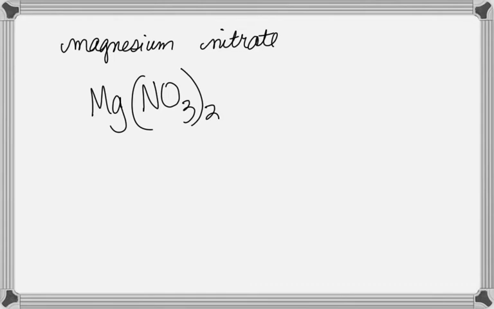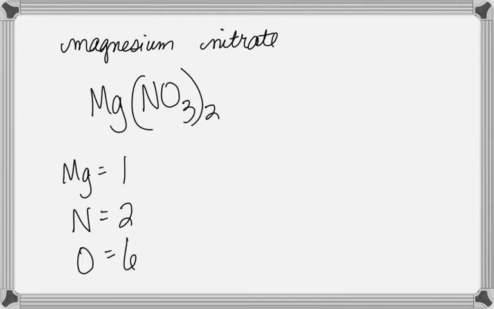Okay. How many magnesiums are there? There's 1 magnesium. No, this 2 only is for what's in the parentheses. How many nitrogens are there? 2. How many oxygens are there? 6. We all agreed on those numbers.